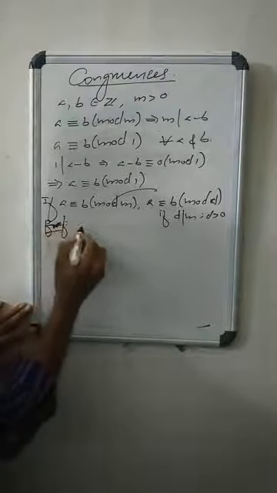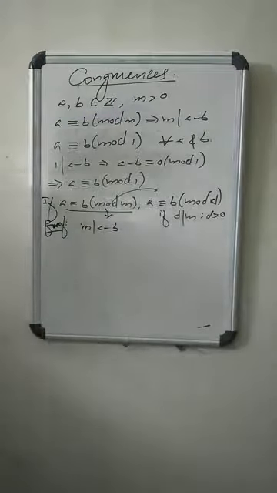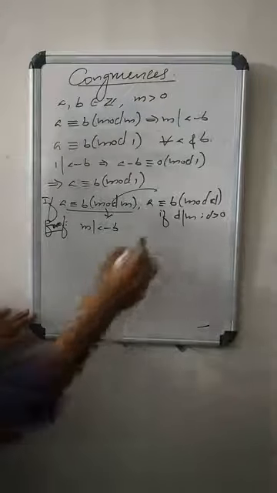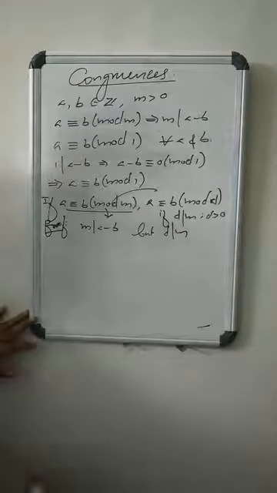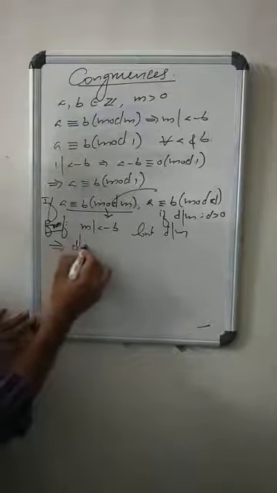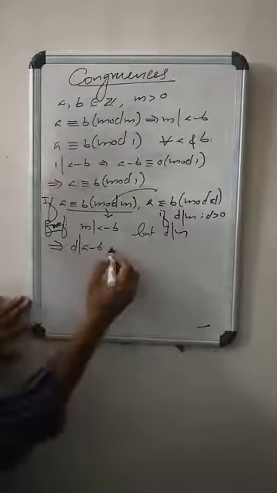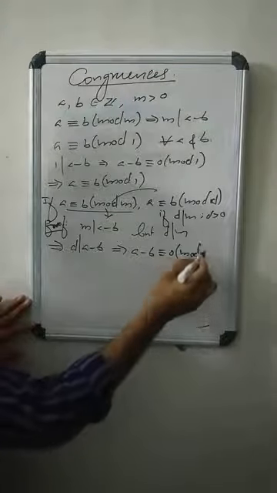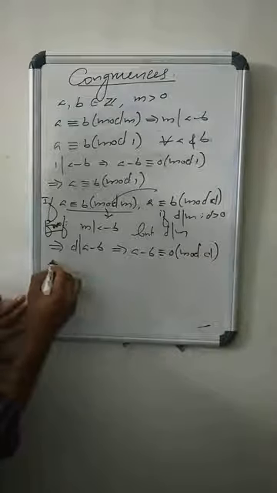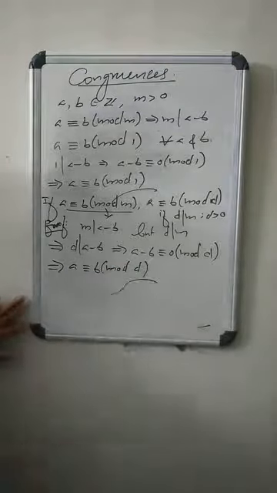a congruent to b mod m means m divides a minus b. But d divides m. That means d divides a minus b. Agreed? m divides a minus b, but d divides m, then d divides a minus b. d divides a minus b means a minus b is congruent to 0 mod d. That means a is congruent to b mod d.